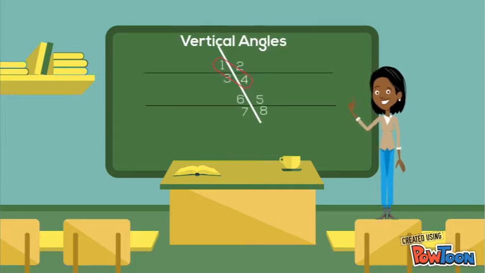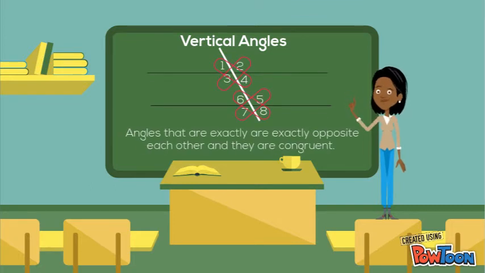Vertical angles are angles that are exactly opposite each other and they are also congruent, like angles 2 and 3, 1 and 4, 5 and 7, and 6 and 8 are all vertical angles.